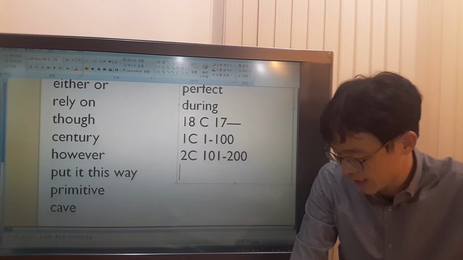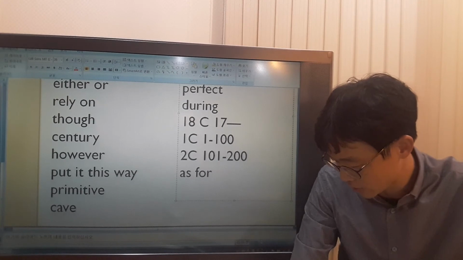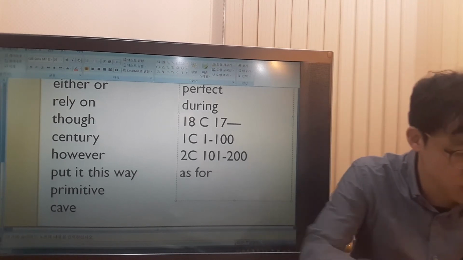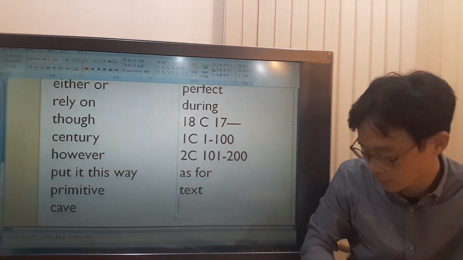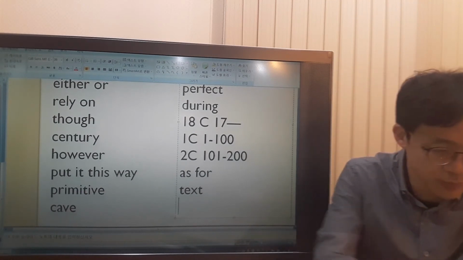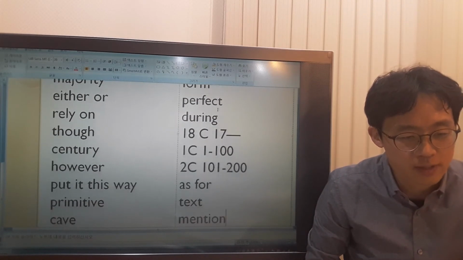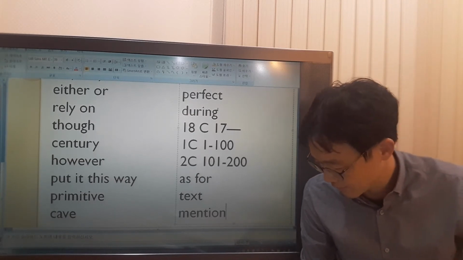As for oil paints, well, there's a text from Greece that mentions them being used in the 5th century. As for, what does that mean? As for means regarding, talking about. As for oil paints, regarding oil paints, there's a text from Greece. What's a text? Text is a written material, alright? From Greece that mentions, what does mention mean? Mention means to say something briefly, okay? Mentions them being used in the 5th century. So it's 400 and something, all right?